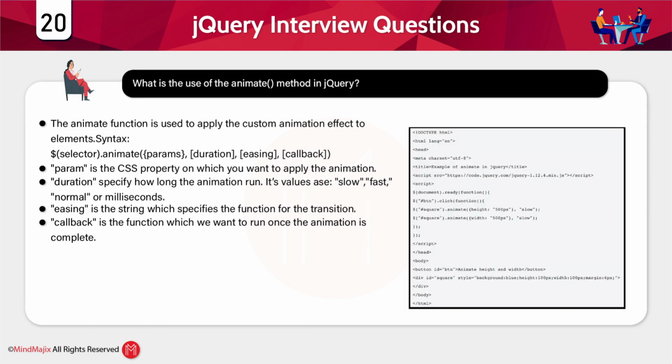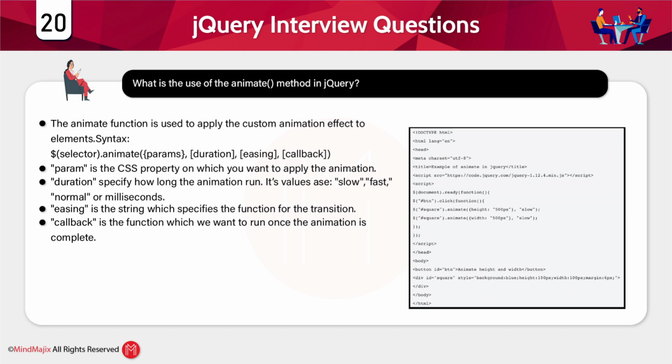So the next question is, what is the use of the animate method in jQuery? What is its use? The animate function is used to apply a custom animation effect to the element. Syntax is, you need a selector in jQuery, then .animate. It has 4 parameters: param, duration, easing, and callback.